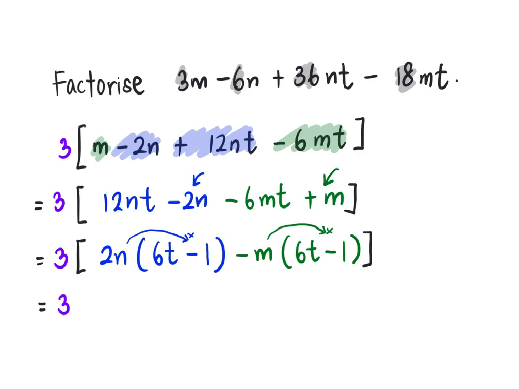With that, we are finishing already. I saw my common factor, 6t minus 1. That will be one of the brackets. And I'm left with 2n minus m.